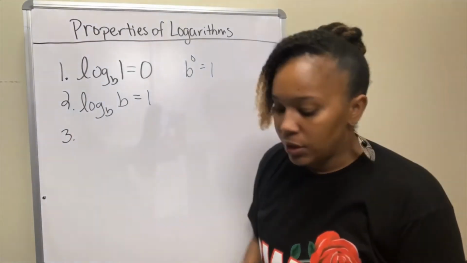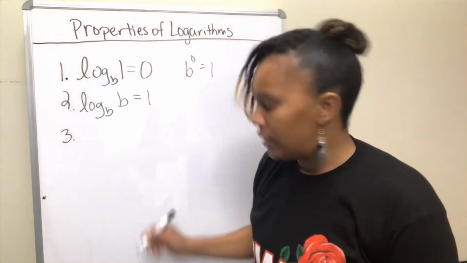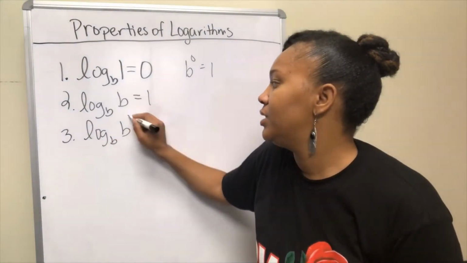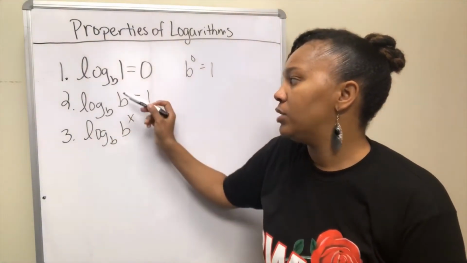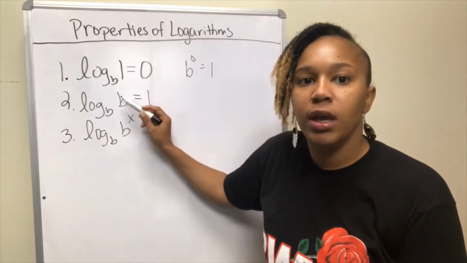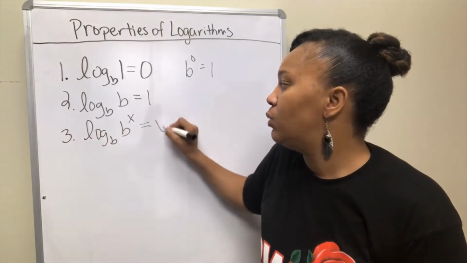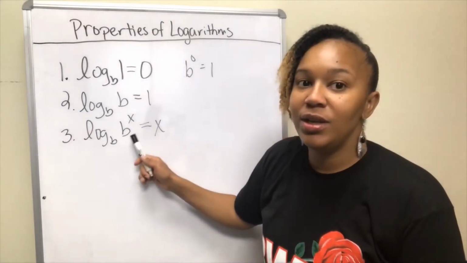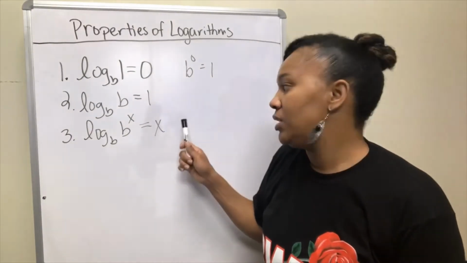Alright, so then the third property is anytime you have the log of something where the base is the same, but it's raised to an exponent, so similar to property 2, but it's raised to an exponent, then this is just equal to x. And this says, what power do I need to raise b to get b to the x? Well, you need to raise b to the x power.